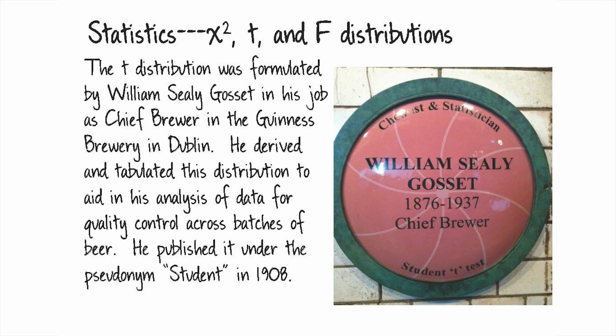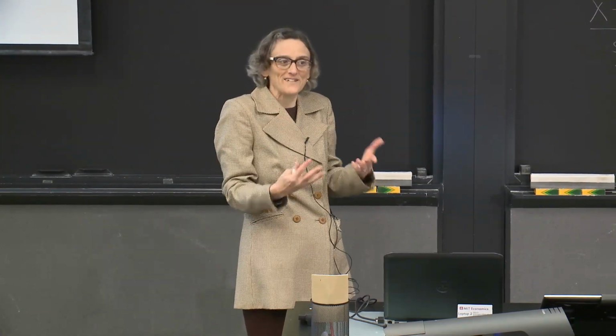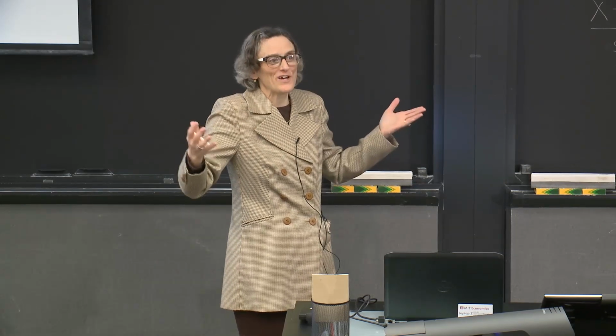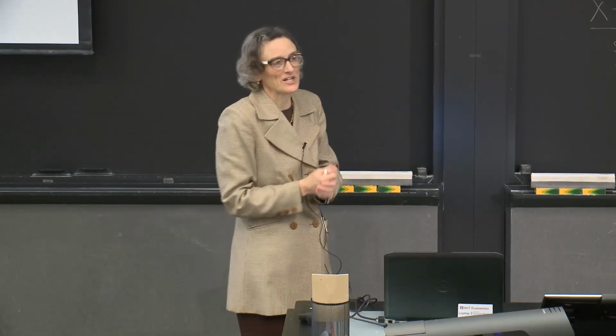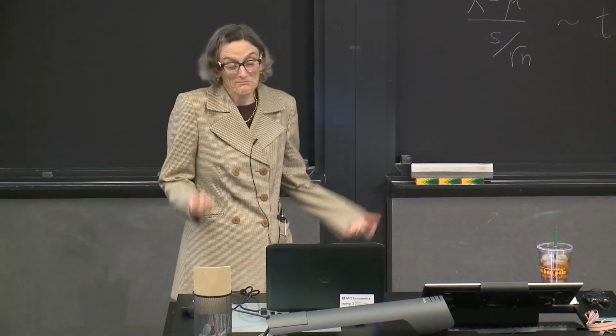Every time I hear it called Student's t-distribution, I always thought this was just a simplified version of the t-distribution. Nope, totally not. That's the t-distribution. He published his paper, I think in Biometrika, under the name Student, because even though the Guinness Brewery was supportive of his efforts, they didn't want it known that their chief brewer was publishing papers in mathematical statistics.